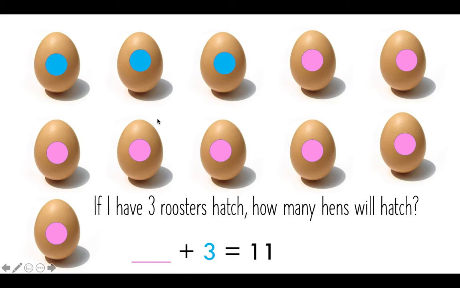So I already know I have 3 roosters with their blue dots. And how many pink dots did I count? I counted 8. So I know that we're going to have 8 plus 3 more equals 11. So I have 8 hens and 3 roosters.